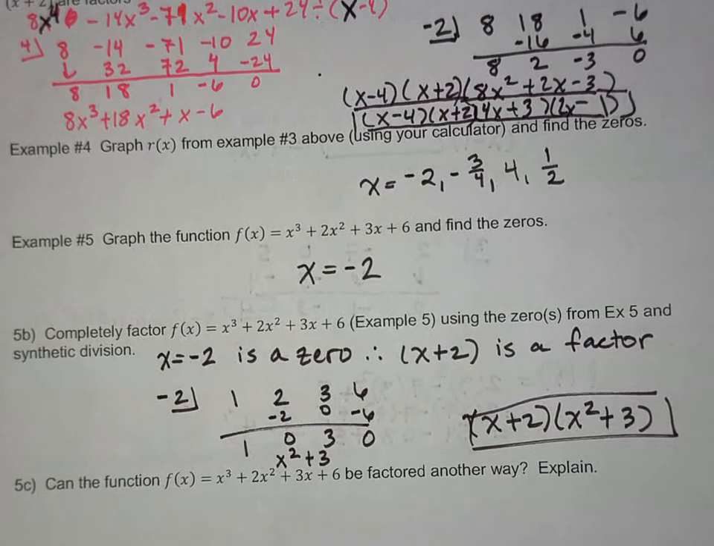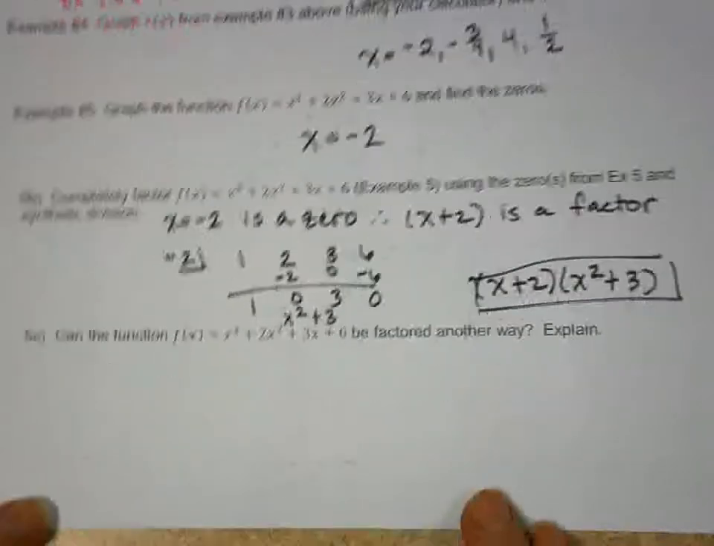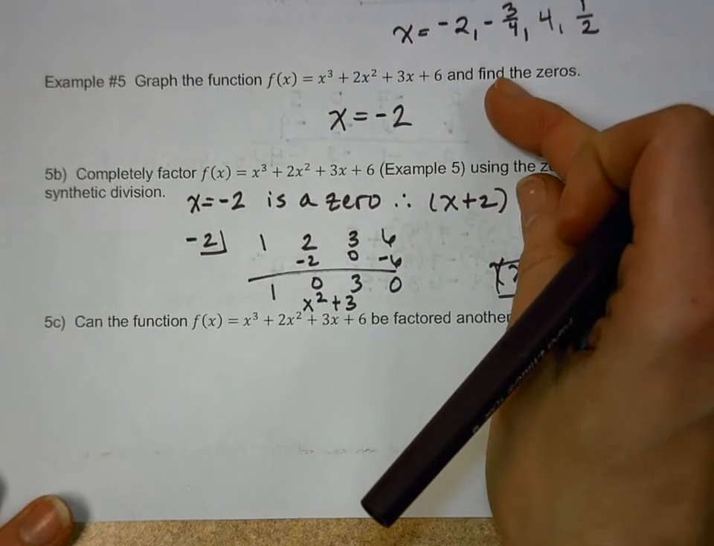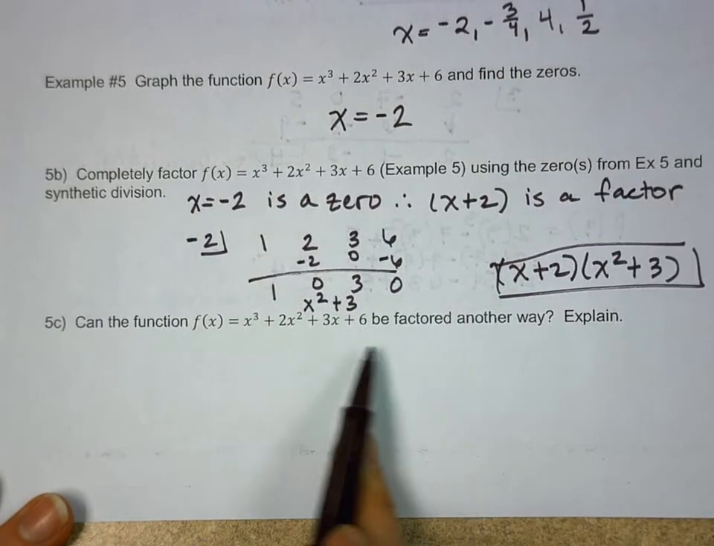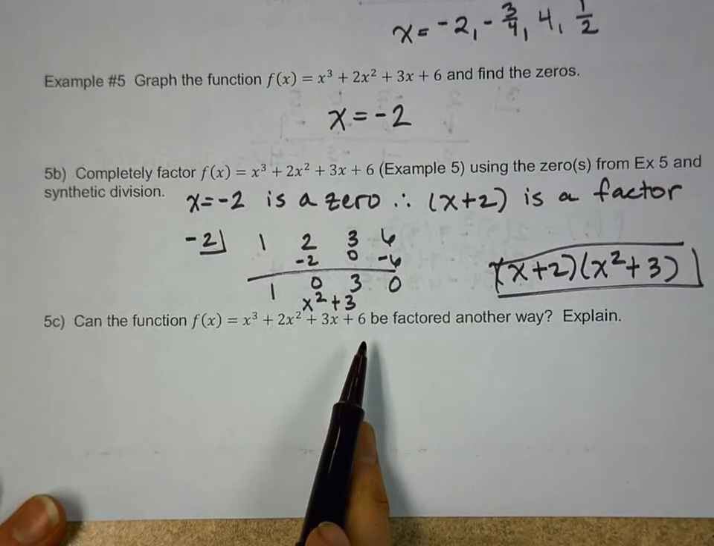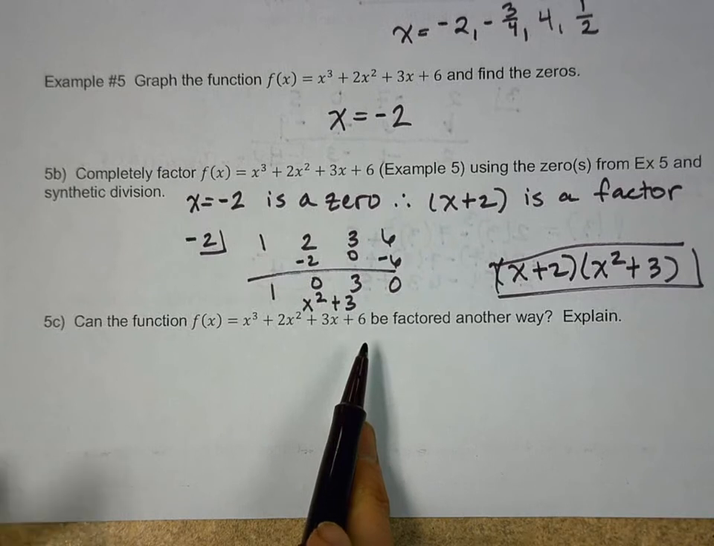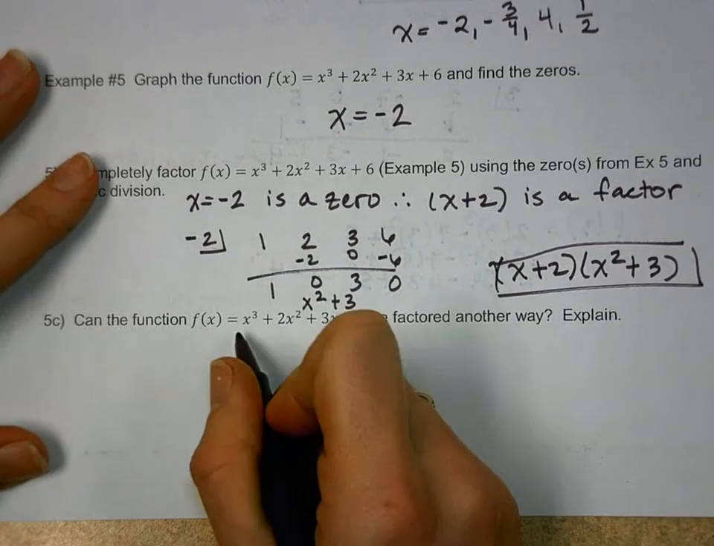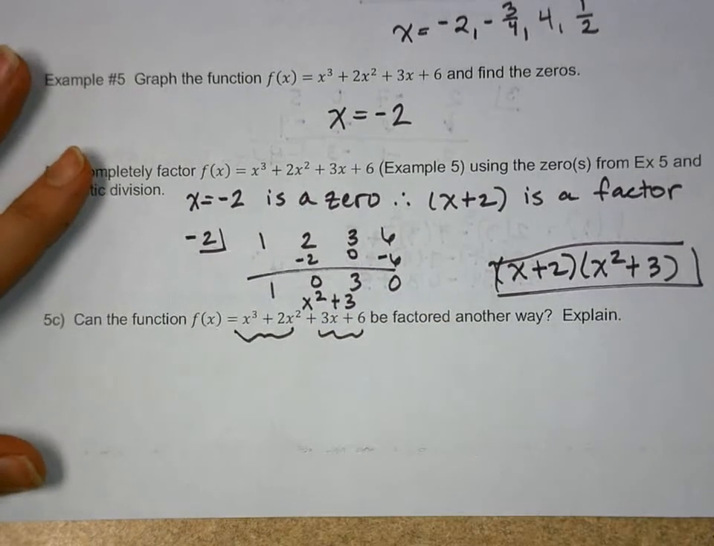All right, how did we do? Did we get x plus 2 times x squared plus 3? Yes. Thumbs up if you got it. Okay, let's see 5c, we did that one using a graphing calculator to find the real 0. Could you have factored this polynomial in a different way? Yes, good man, Justin. We could factor by grouping.